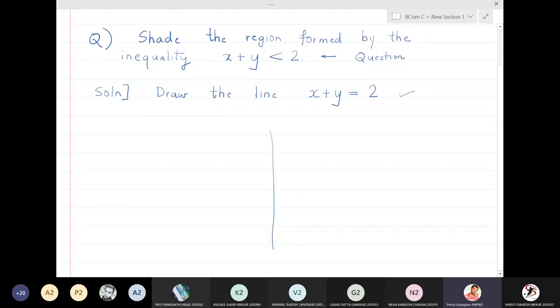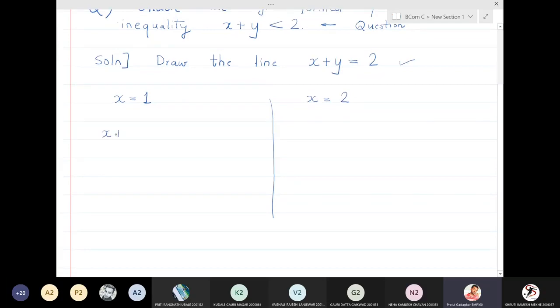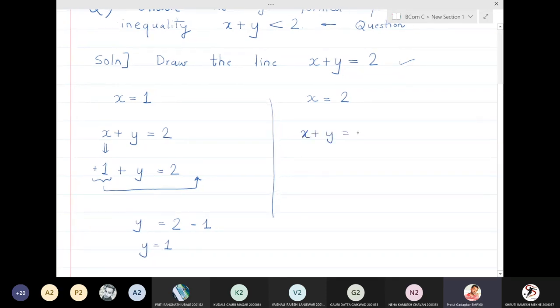So I will take two values of x. Suppose I take x equal to 1 and let me take x equal to 2. If I take x equal to 1, what is the line x plus y equal to 2? So x is 1, so 1 plus y is equal to 2. This 1 has a plus sign, so when I shift it to that side, it will become 2 minus 1, and y will remain alone here. So I will have y equal to 1. When I put x equal to 2, I have 2 plus y is equal to 2. So this 2 will go to that side and become minus 2. So I get y equal to 0.